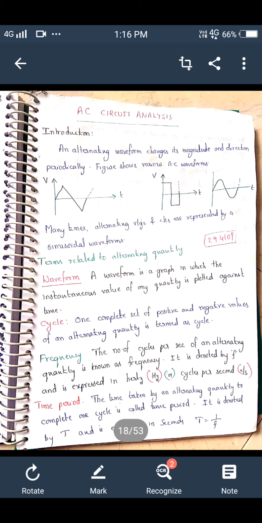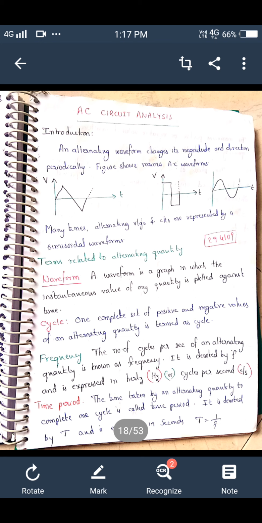Before knowing the frequency, we have to know what a cycle is. A waveform is nothing but a graph between two quantities. If you draw voltage or current against time, by instantaneous value, the graph against time for any quantity is called a waveform. Now what is a cycle? One complete set of positive and negative half cycle of an alternating quantity is called a cycle.